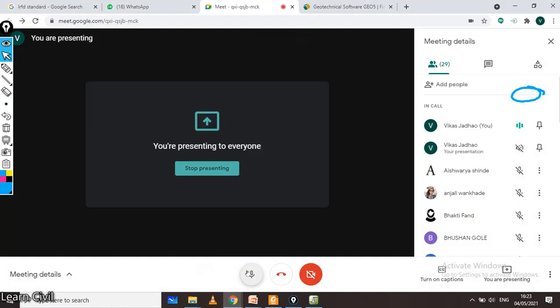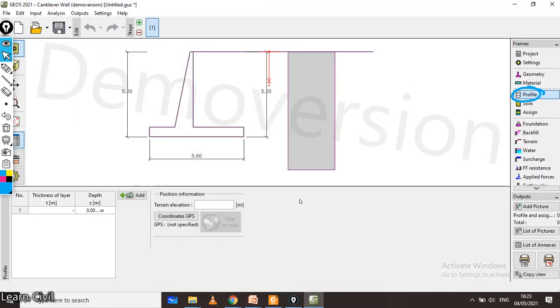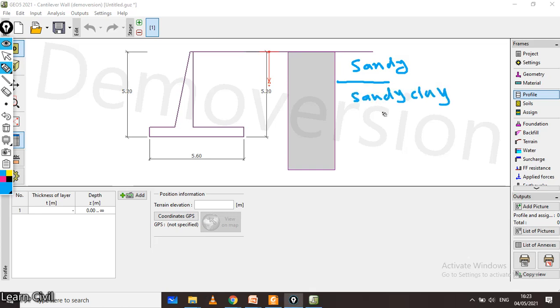Okay, I think I was not audible. Just a minute. Yeah, we were here. We have provided the material. Next we have to go to profile. Now under profile you have to provide the depth of soil mass, where the different soil masses are changing. Let us consider in the first layer we have sandy silt, then we have sandy clay, and below this we have some poorly graded soil. Let us consider we have these three different types of soils available here.